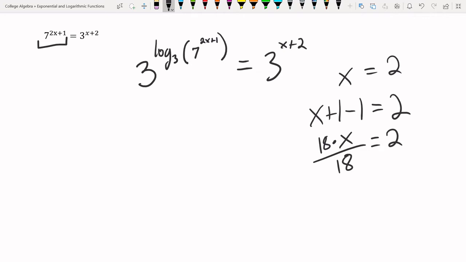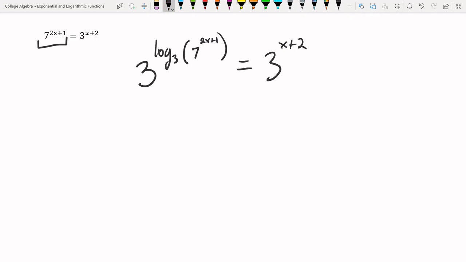In this case, in our problem here, I'm doing exponentiation and taking a logarithm of it. And those will always undo each other. Therefore, they don't change the problem at all. However, it does allow us to solve this because now we have the same base. We have a base of 3. So those can be removed, and we have log base 3 of 7 to the 2x plus 1 equals x plus 2.